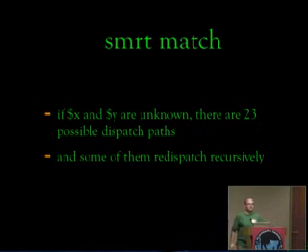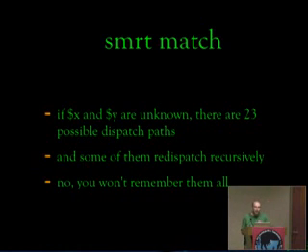And some of those behaviors redispatch recursively. So like you've got two inputs, what's going to happen? And like, no, you're not going to remember them. You're not going to remember what these all do. So the SmartMatch behavior has become problematic, and we've changed its behavior at least 2 and maybe 3 times since it was introduced, because we just keep finding stuff that doesn't make sense.